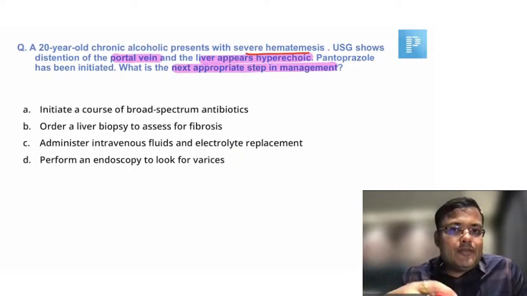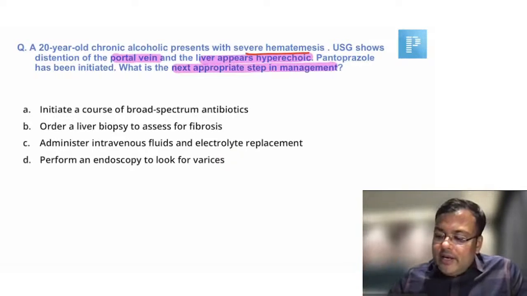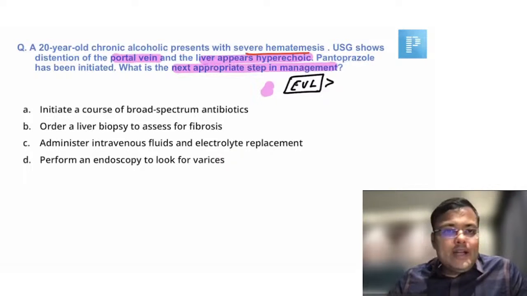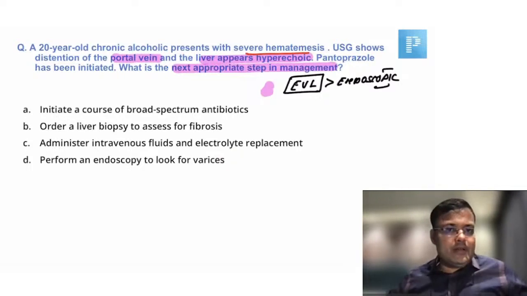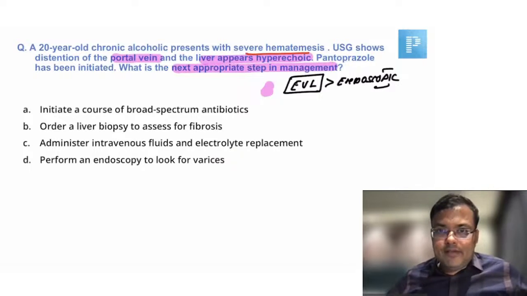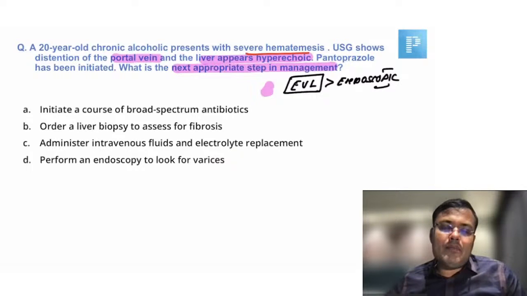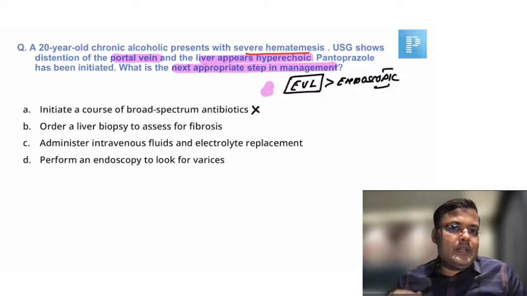And what is the treatment of choice in upper GI bleeding? We have to go for endoscopic variceal ligation. So preferred treatment, endoscopic variceal ligation, followed by endoscopic sclerotherapy. So we have to control the bleeding. Initially we start the pharmacotherapy: we give octreotide, we start pantoprazole, initiate a course of broad spectrum antibiotics. No, after controlling the bleeding, when we are shifting the patient to the ward, we start antibiotics.